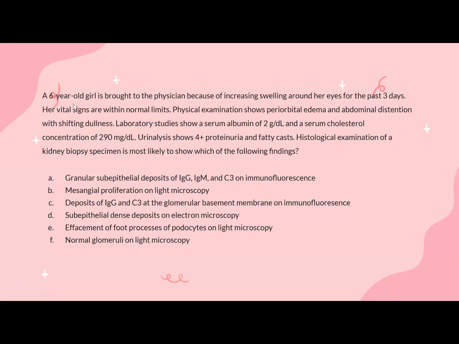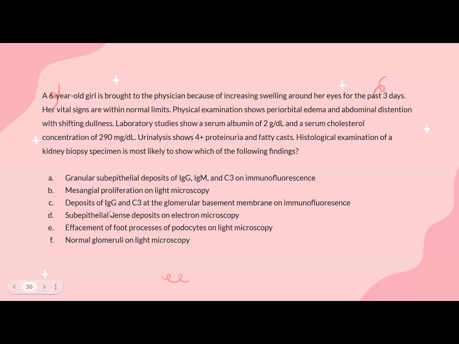So a 6-year-old girl with nephrotic syndrome, what are we thinking of? Minimal change disease. What do we see in minimal change disease? Do we see effacement of the foot processes on LM? No. Subepithelial dense deposits on light microscopy? No, we don't. Deposits of IgG, C3 at the glomerular basement membrane? Mesangial proliferation? No, that's more so IgA, right? Granular subepithelial deposits of IgG, IgM, C3 on immunofluorescence? No. Right. We don't see that, right? Effacement of foot processes of podocytes on light microscopy would more so be FSGS.